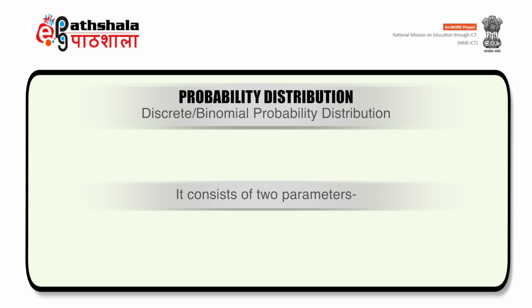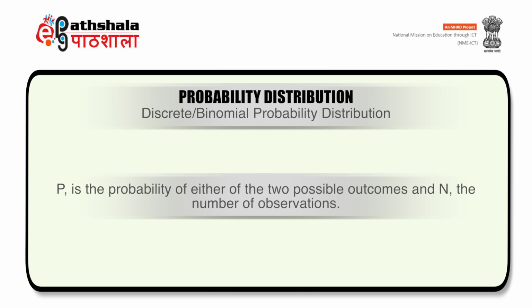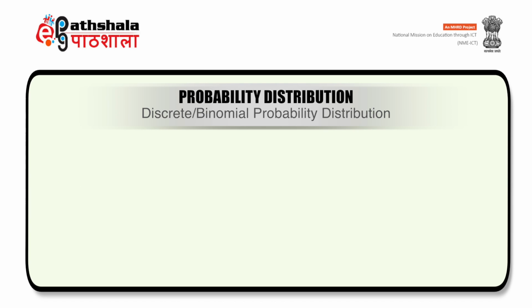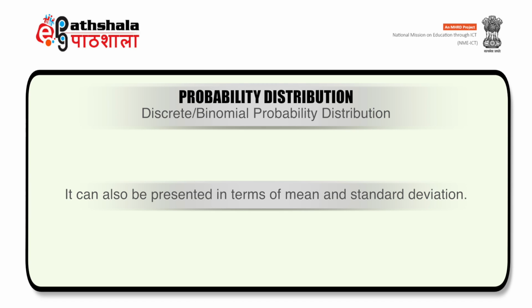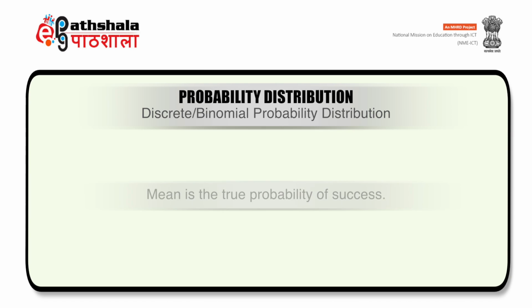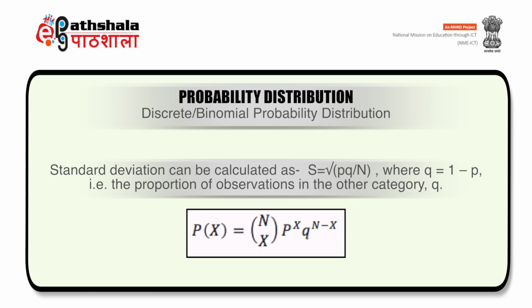It consists of two parameters: P, the probability of either of the two possible outcomes, and N, the number of observations. It can also be presented in terms of mean and standard deviation. Mean is the true probability of success. Standard deviation can be calculated as shown on the screen.